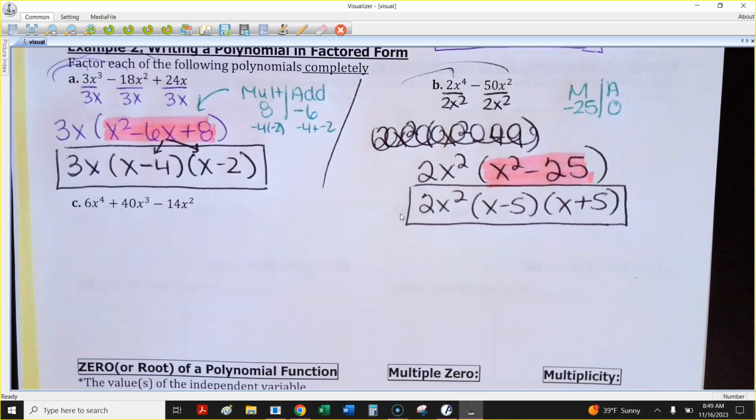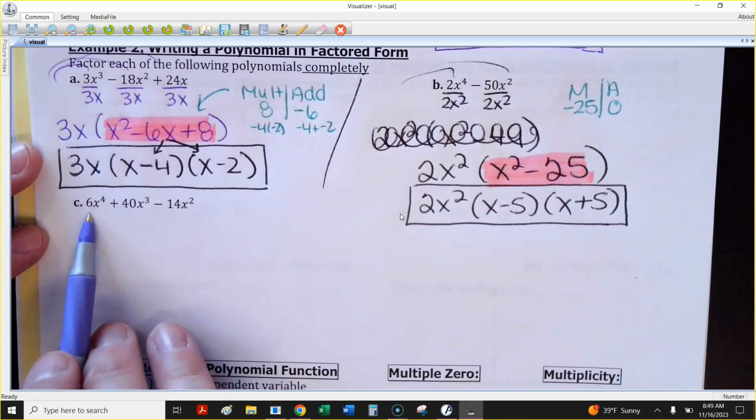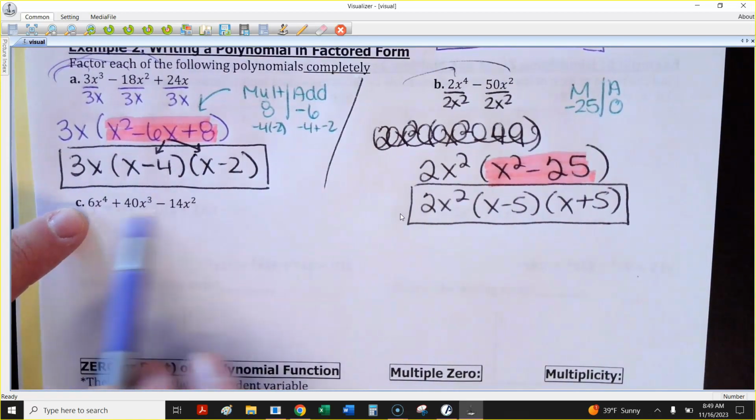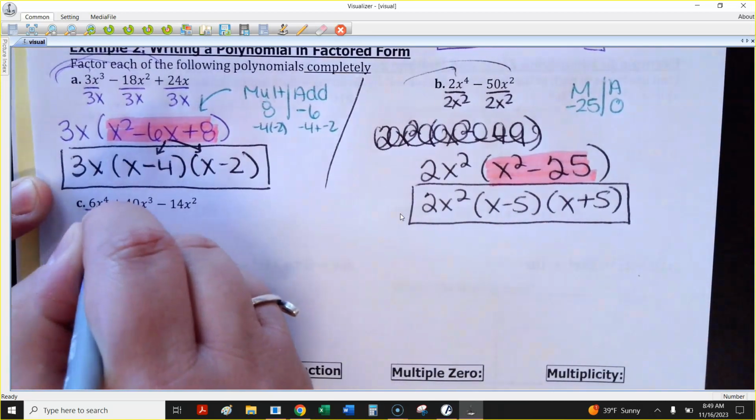All right, now, the last one, I'm not going to lie to you, this one's kind of tricky. We're going to have a number in front of our x squared when we pull something out. So these guys, the biggest number that goes into all of them is 2. They're all even. And I have at least how many x's in each one of these? X to the what? I have at least x squared, right? Do you guys see that? This is x to the fourth, x to the third, x squared. I have at least x squared in each one of these. So I'm going to divide everybody by 2x squared.